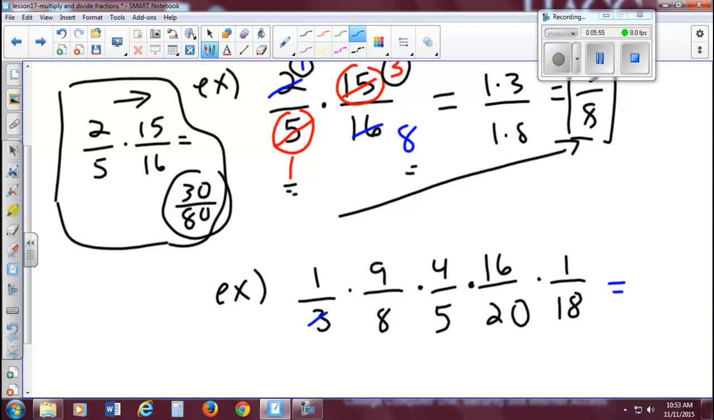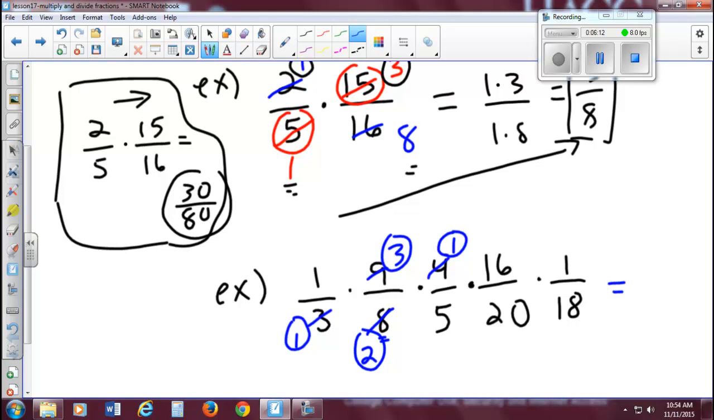Okay, ready? 3 goes into itself once. 3 goes into 9 3 times. Now let's look at 4. 4 goes into itself once. You can use this 4 on this 8. 4 goes into 8 twice.